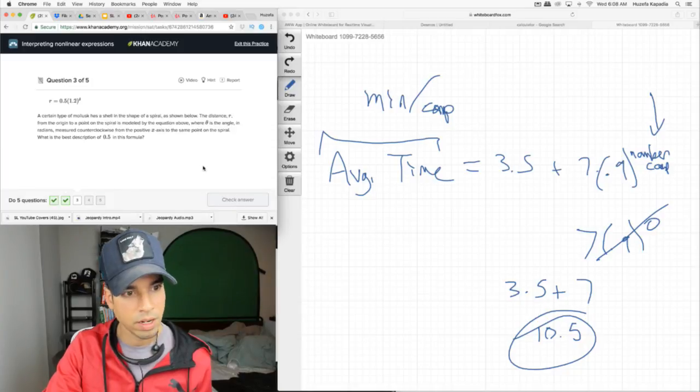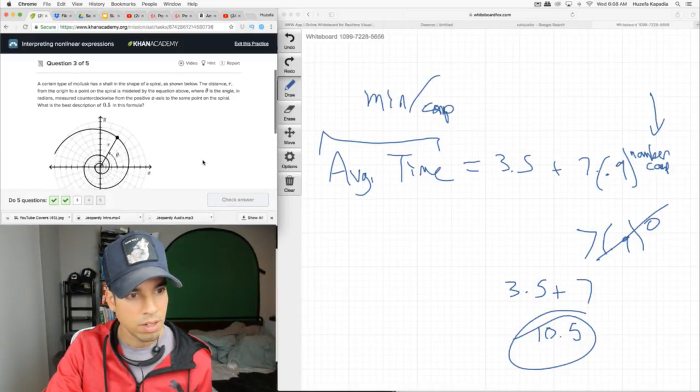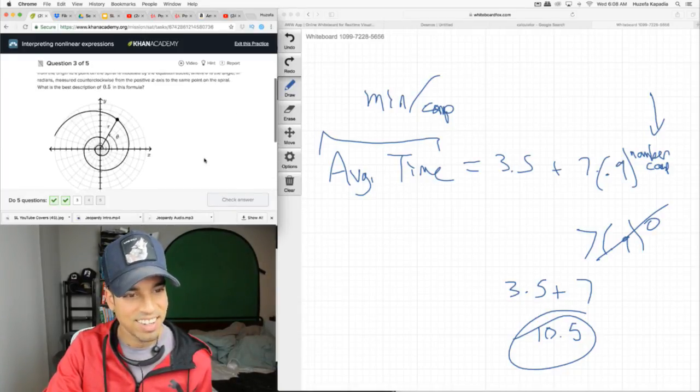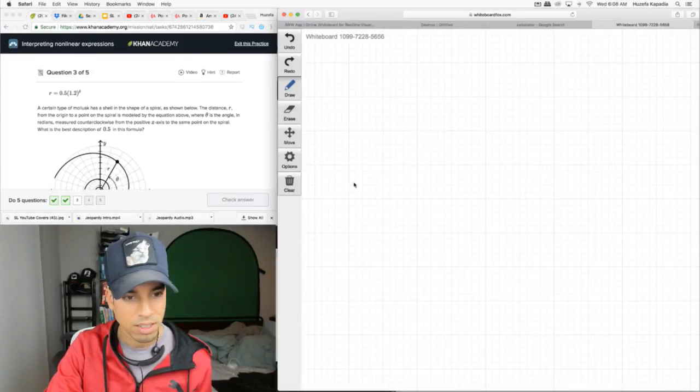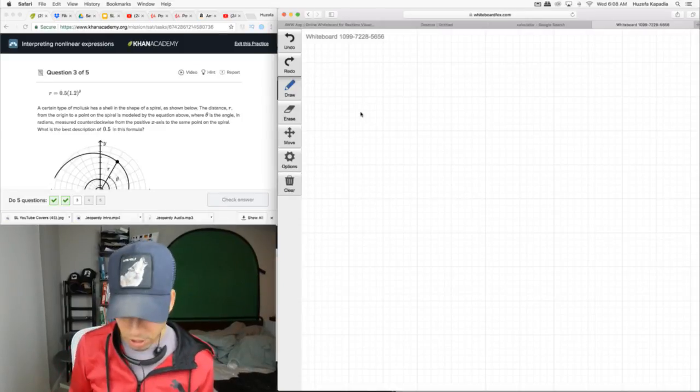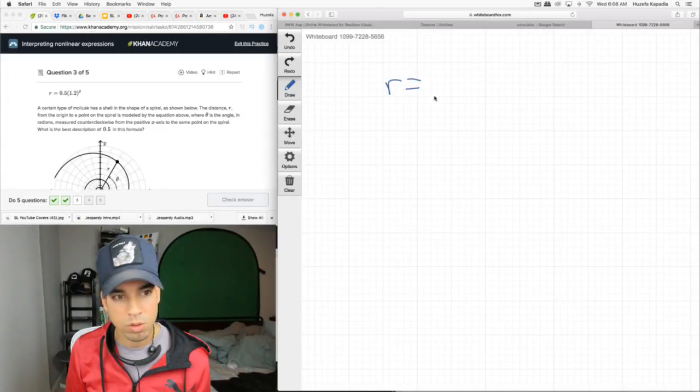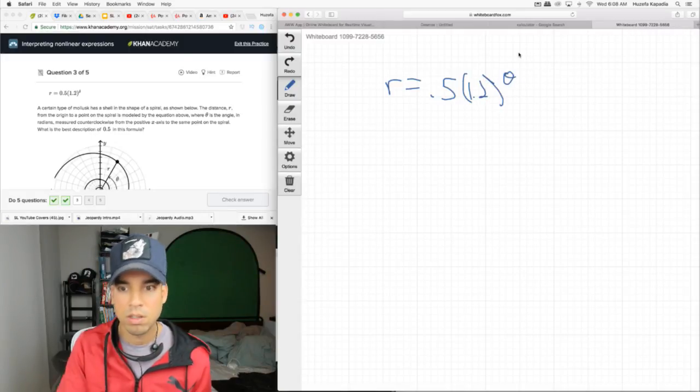10.5. And it is correct. Let's go on to the next. Oh, boy. This is intense. A lot of times these are actually easier when they have crazy graphs like this that look intimidating. So we have our equation, which is nice. r equals 0.5 times 1.2 to the theta.